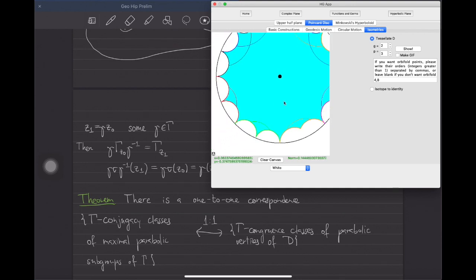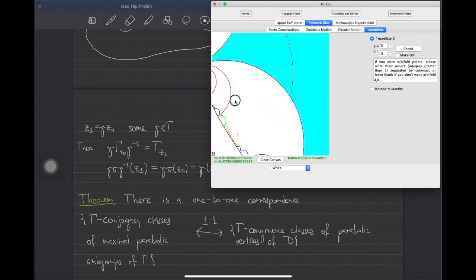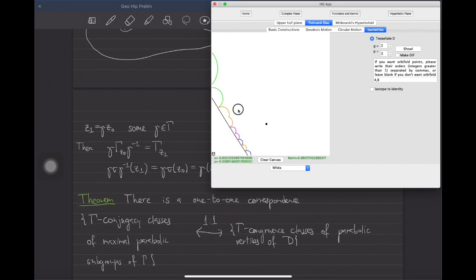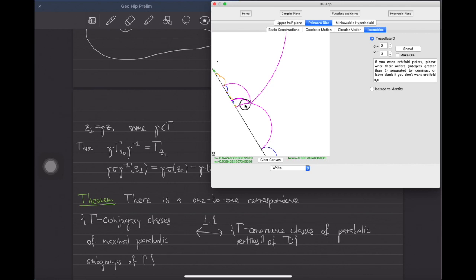So where is there some? Here is some parabolic. Here, etc. And then you can see that I start also producing some more elliptic fixed points. And then here I can also, etc. Right? And then here some other elliptic fixed point. And so on.